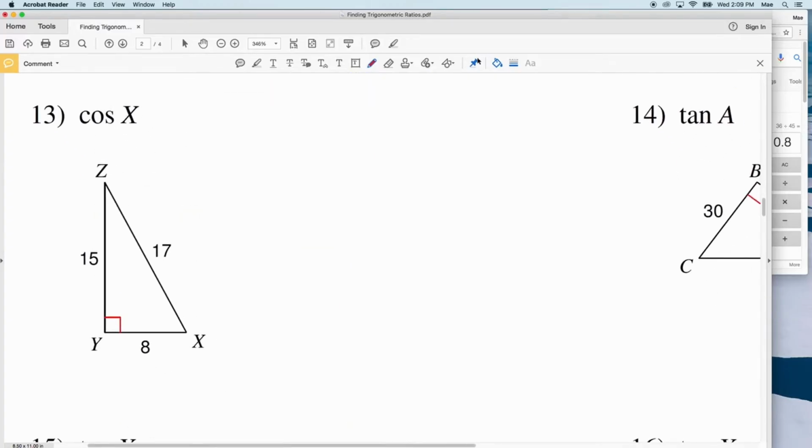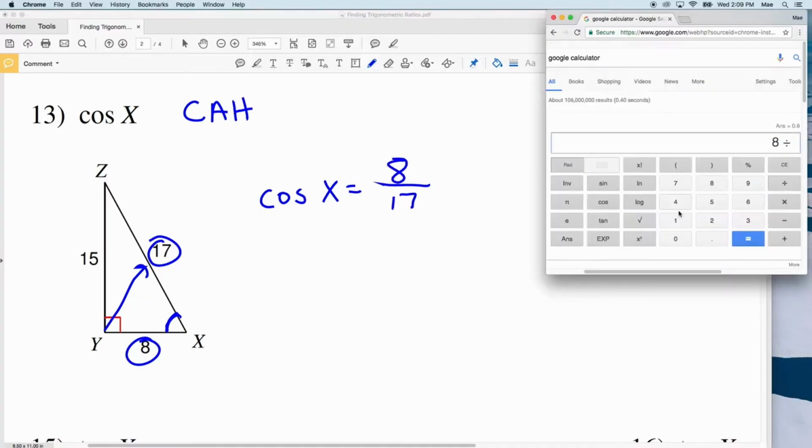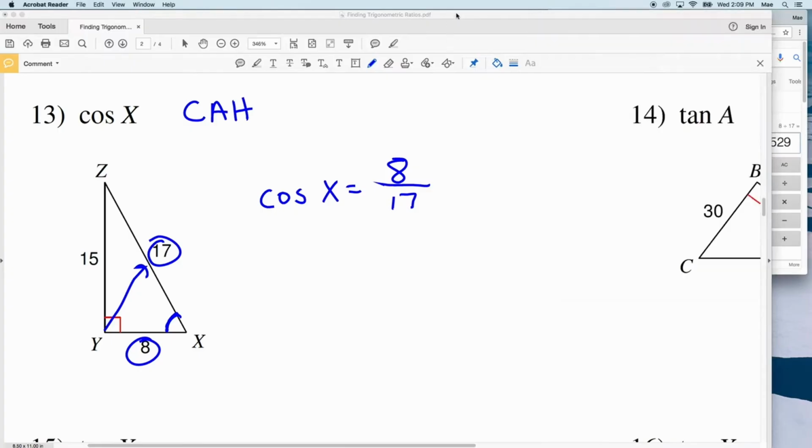Number 13, we're finding the cosine of x. The cosine of x equals adjacent over hypotenuse. The hypotenuse is 17, and the adjacent of x is 8. 8 divided by 17 equals 0.470, and then rounding to give us 6. So 0.4706.